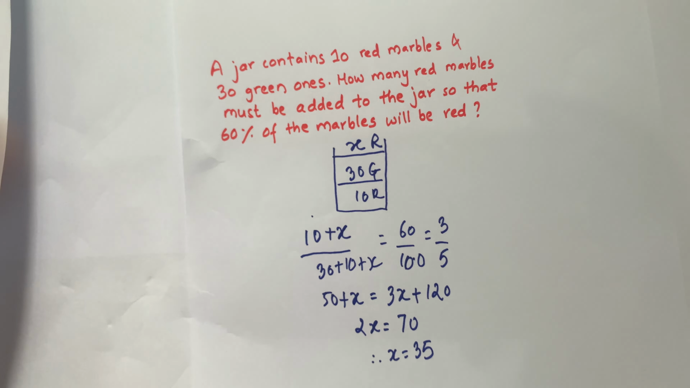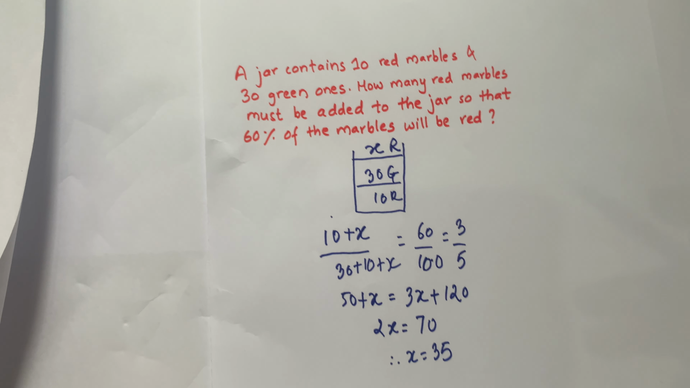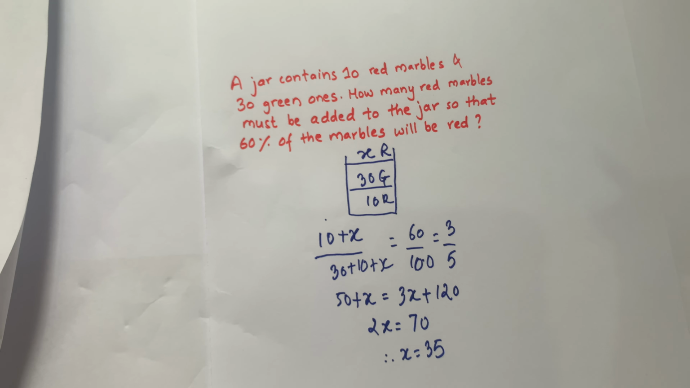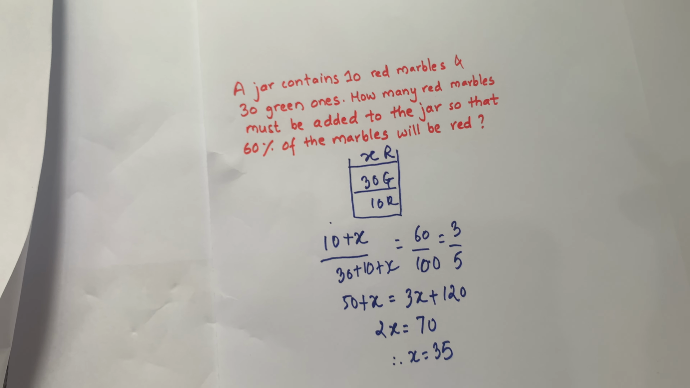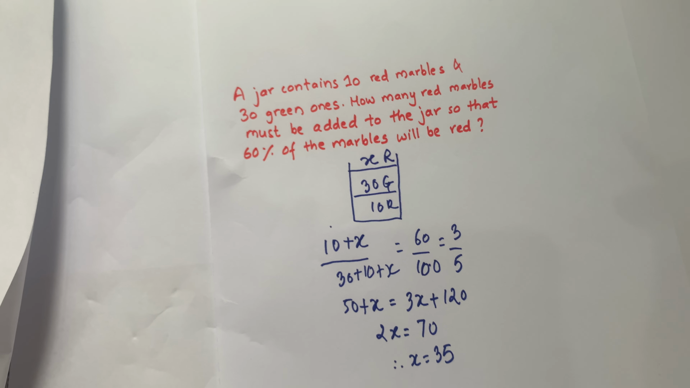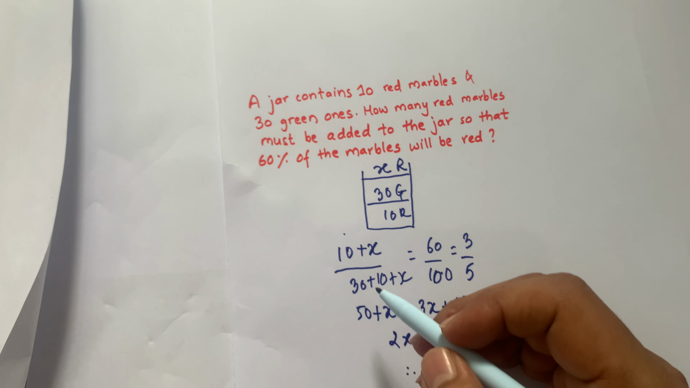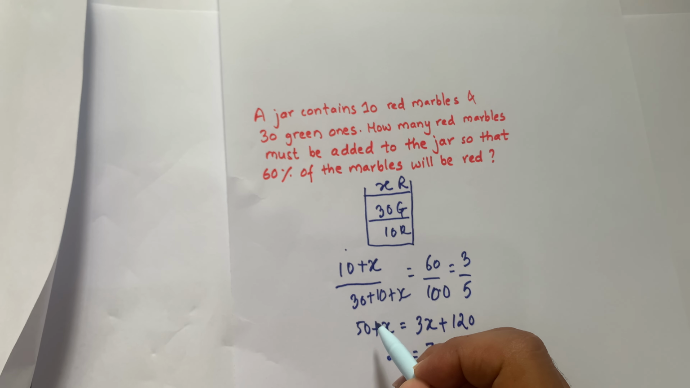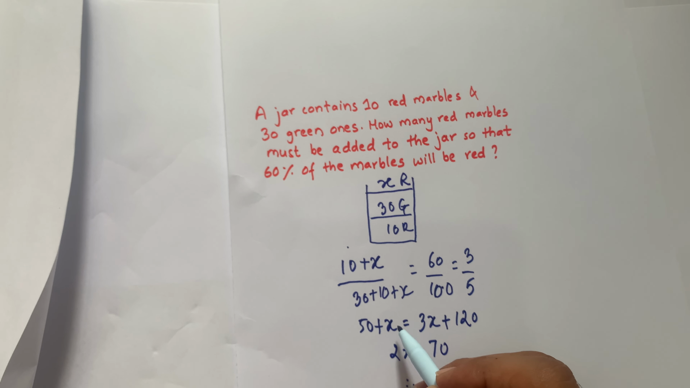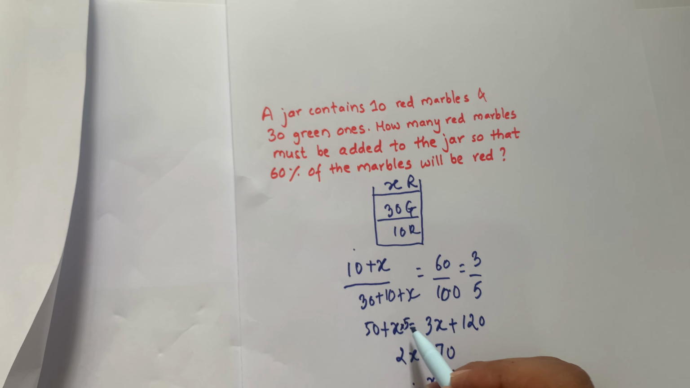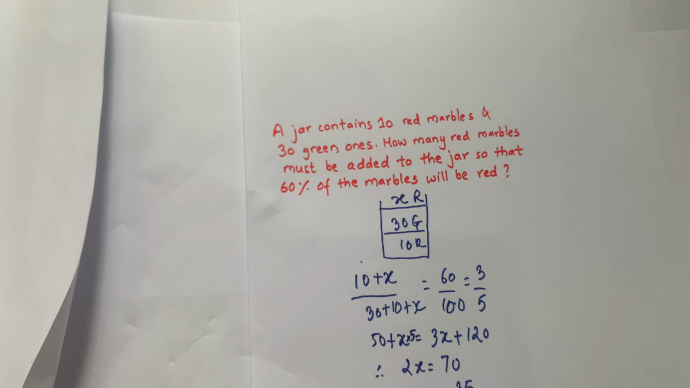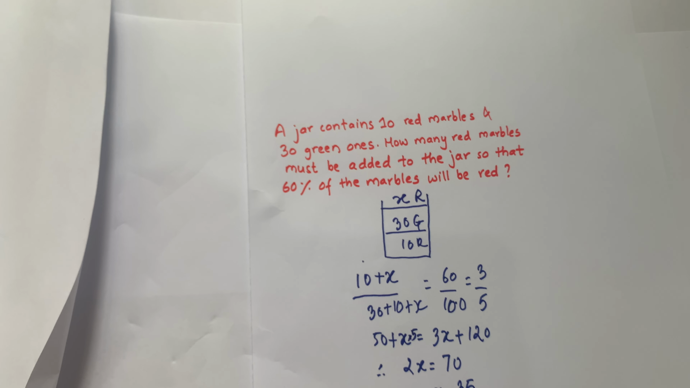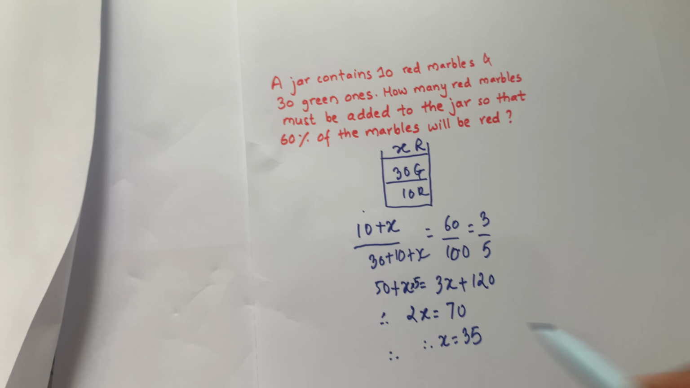And so here one thing is 10x, 30x, 50 plus 5x. Here it must be included 5x, yes. So that 2x equal to 70 and x is equal to 30. Hence.